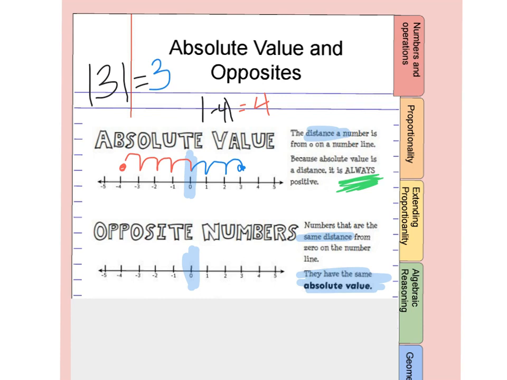Okay, so if I ask you to find -5, on our number line we located -5. -5 is 1, 2, 3, 4, 5 spaces from 0. So if we want to find the opposite of -5, we're going to again go 1, 2, 3, 4, 5 spaces from 0. And the opposite of -5 is +5.